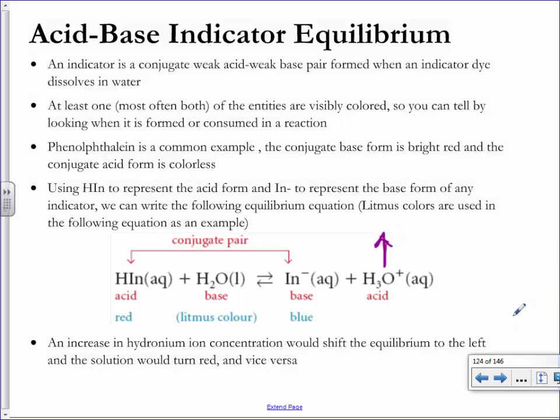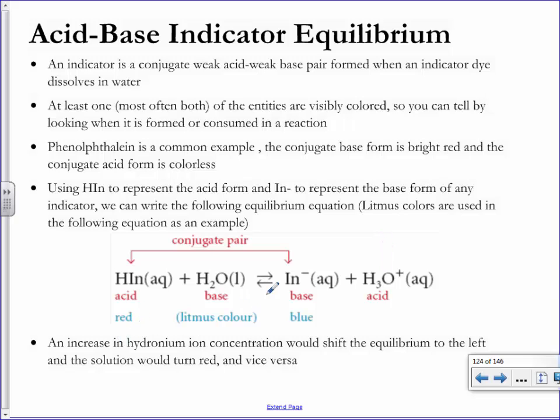Well, what would happen according to Le Chatelier's principle if you upped this concentration right here? It would shift it that way, causing it to make more of this chemical right here, and this chemical right here would be red, which is why acids and litmus are red. Does that make sense?